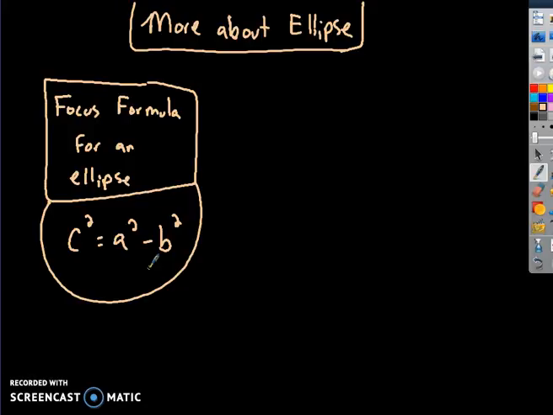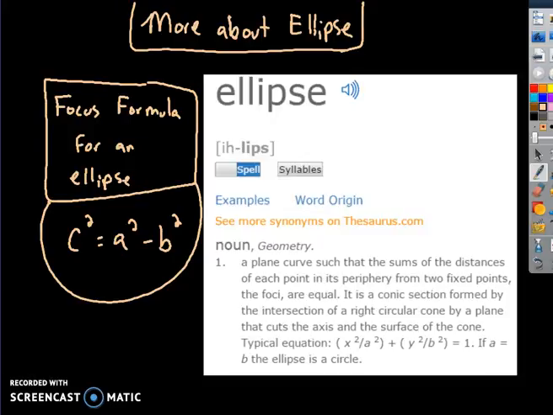I think dictionary.com could explain it just as well as me. This is how they define an ellipse: a plane curve such that the sums of the distances of each point in the periphery from two fixed points, the foci, are equal.